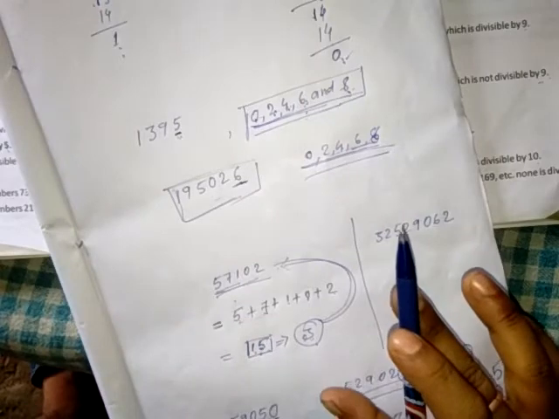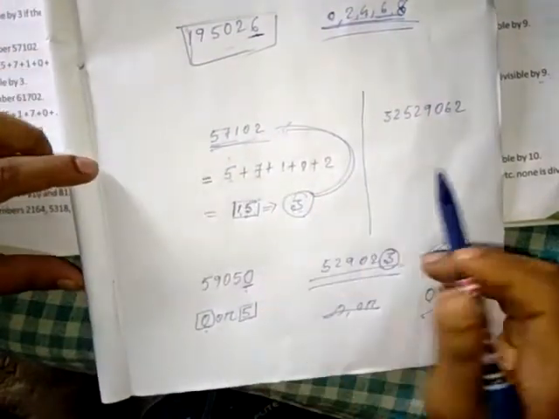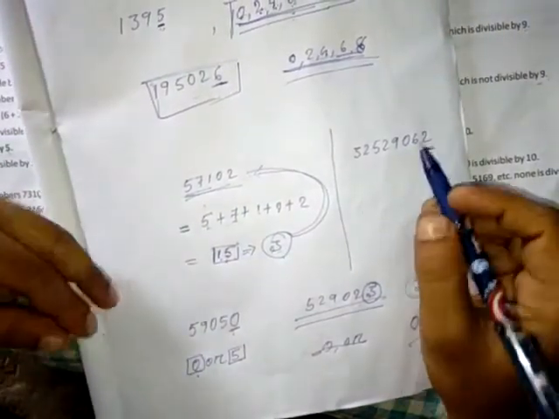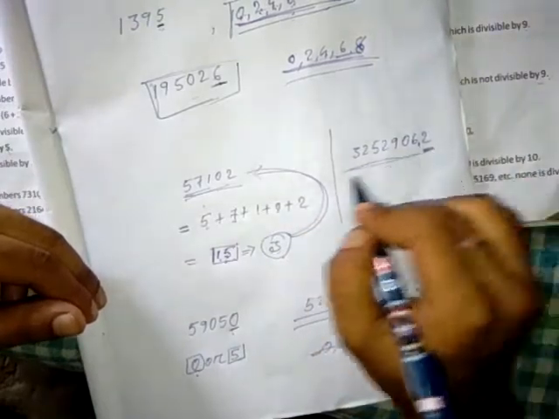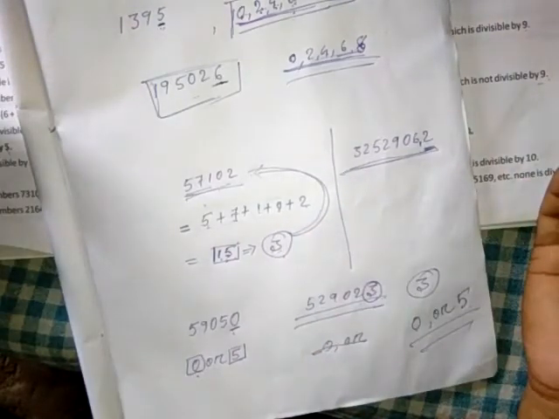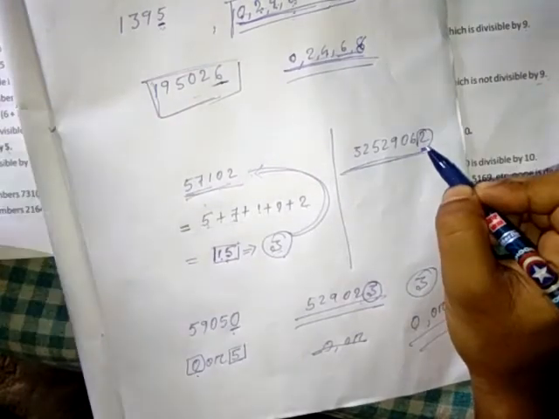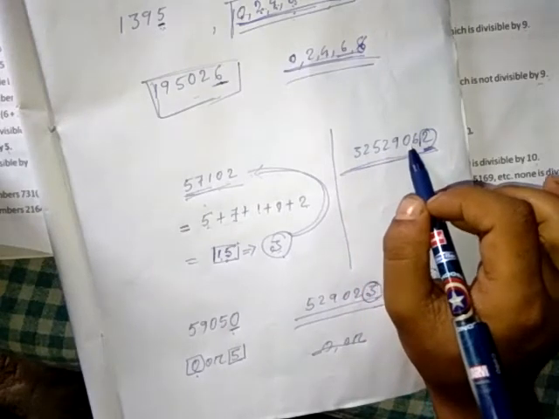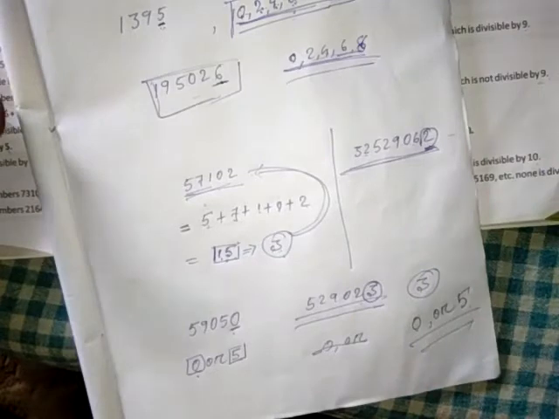If you know the divisibility rule, then you can easily identify whether the number is divisible by 10 or not. Simply consider the unit place of the number. If the unit place is 0, then the whole number is divisible by 10. Here the unit place is 2, it is not 0, so 3259062 is not divisible by 10.